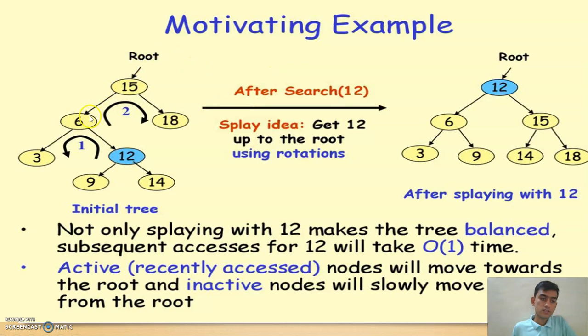This is the initial tree in which we do some operations like zigzag, which we will discuss later, and through the rotations we will get the number at the root, at the top, after doing this splaying. So you have got some idea. Splaying with 12 makes the tree balanced. Subsequent access for 12 will take 0 or 1 steps. Active nodes will move towards the root and inactive nodes will slowly move further from the root.